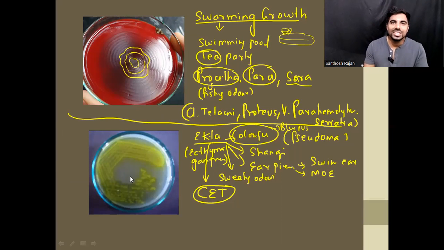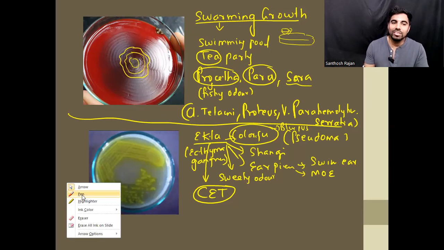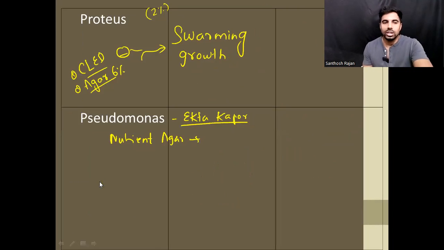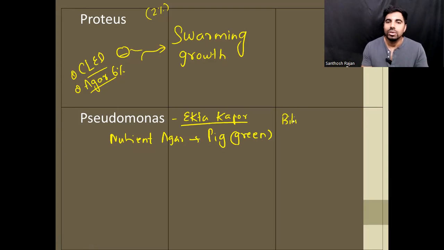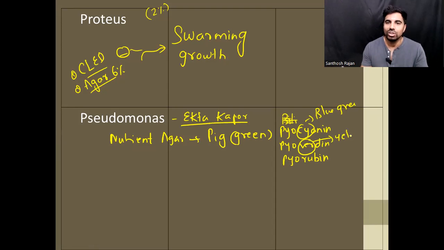Look at this picture. This is pigmented, green is pigmented, okay, so that means they give pigment. In nutrient agar they have pigment production, green pigment, basically mostly green, but it depends on the pigment. We have pyocyanin, pyoverdin, pyorubin. Pyocyanin, cyanin means blue, so blue green color, and verdin is yellow, that is yellow green, sort of yellowish green. Rubin is red color. Okay, red color.